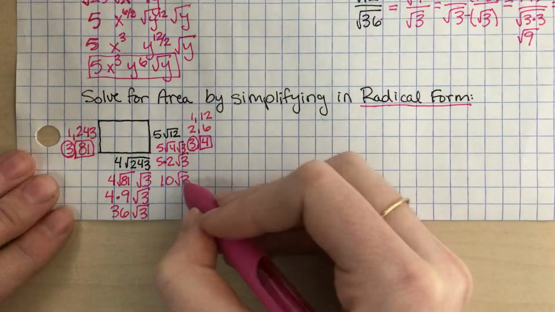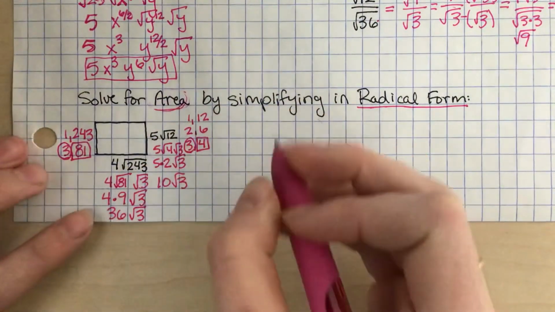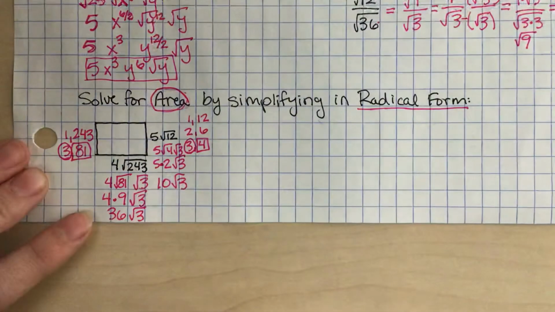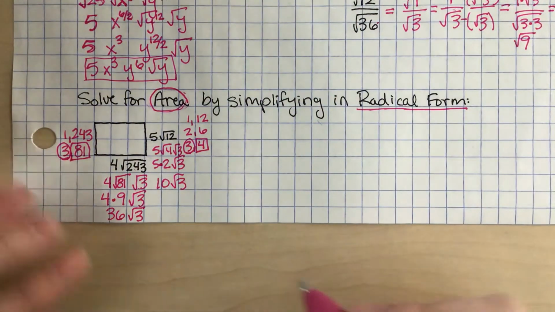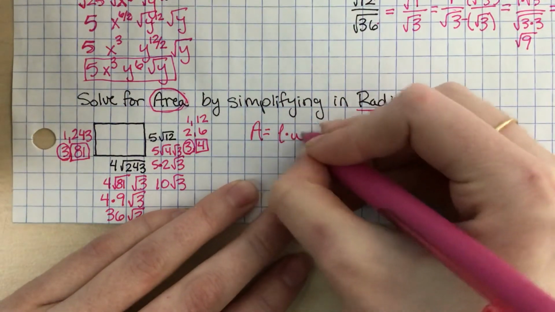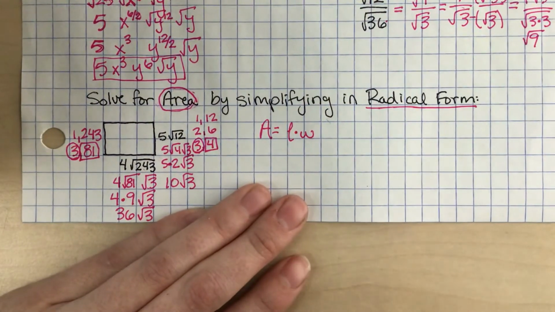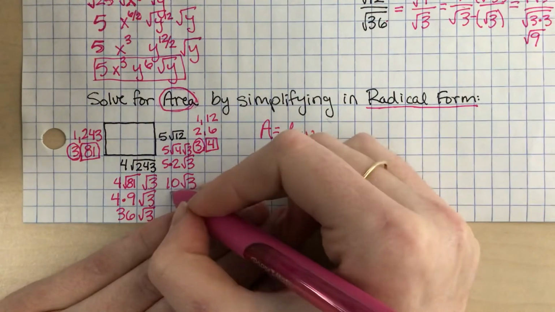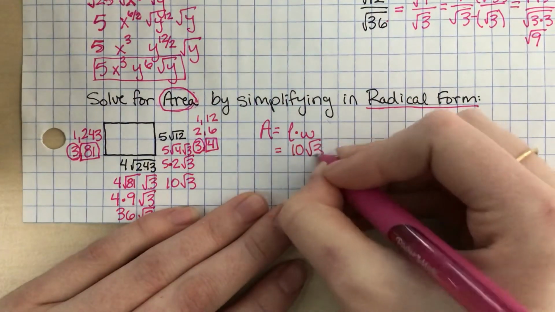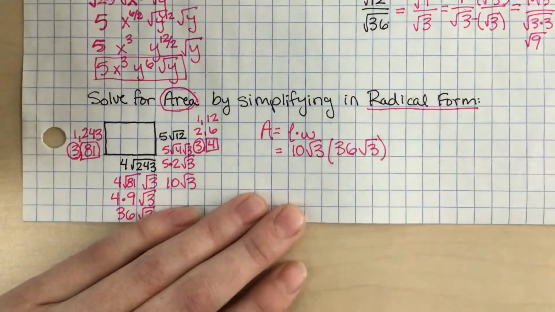So we've reduced our sides down, but we want to find the area. We're not just looking for perimeter or just looking to simplify those down. We're looking for the area. And to find area, we take length times width. Base times height, however you want to think of that. Both are the same. So I'm going to take 10 square root of 3 and multiply that by 36 square root of 3.